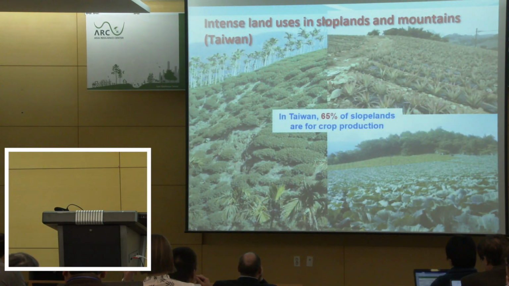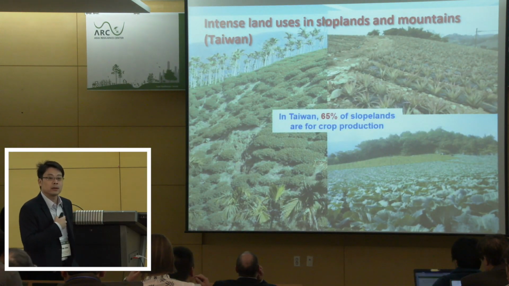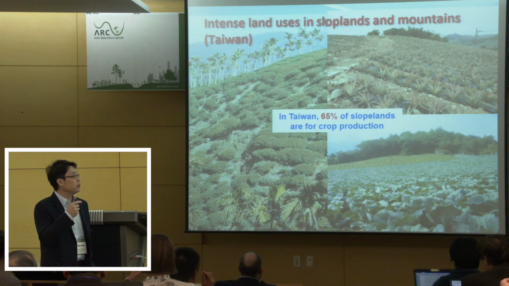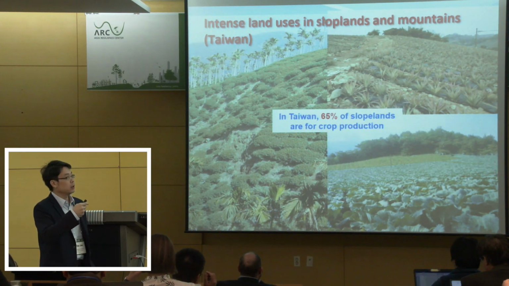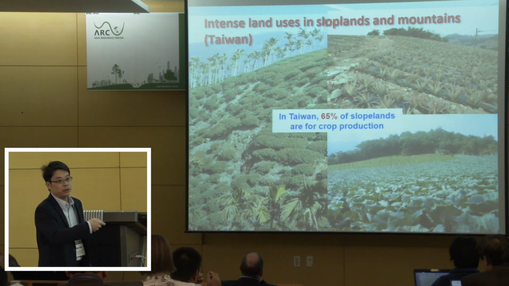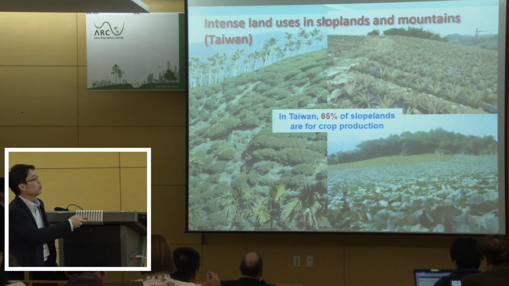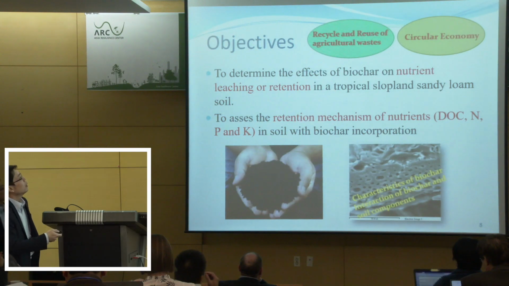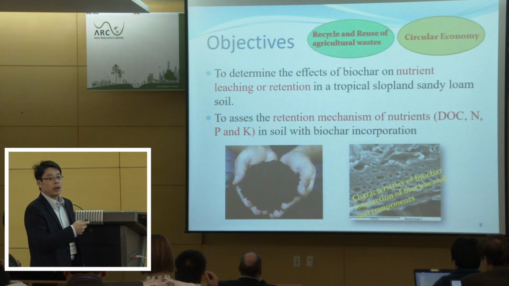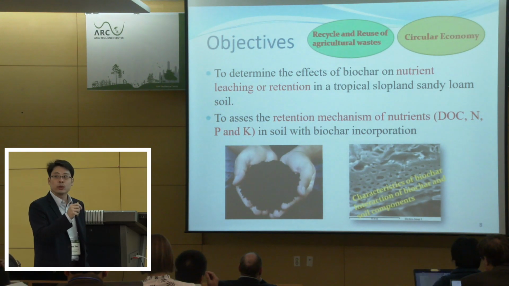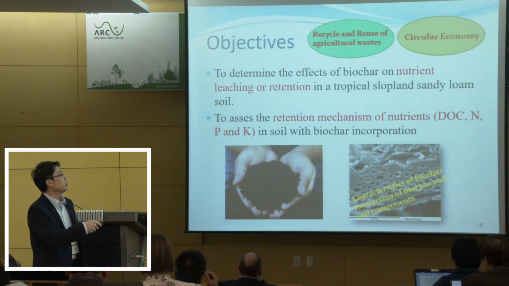Also in Taiwan, about 73% of the area is slopeland, and most of the slopeland is overused by crop production, just like this, over 75% of slopeland used for crop production. So that's why we want to use biochar to control soil degradation and poor soil quality.